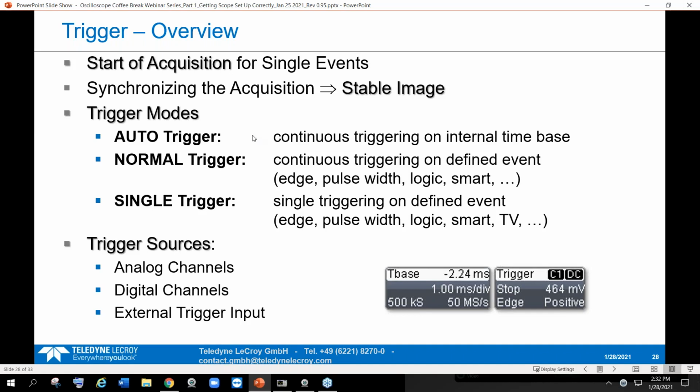Let me just point out that normal will only update the waveform display when there's a valid trigger, whether it's an edge or pulse width or whatever you've set up. Auto trigger will say, I'm going to try to find that trigger point, but if it's not there, I'm just going to keep updating and giving you a display. It will try to trigger, but it's a continuous update. And of course, single shot is just a single. These are your sources, of course.